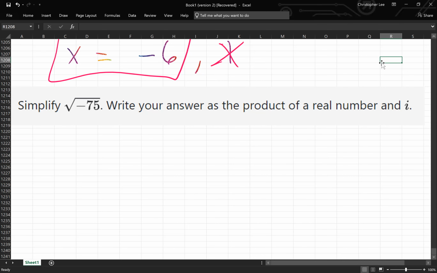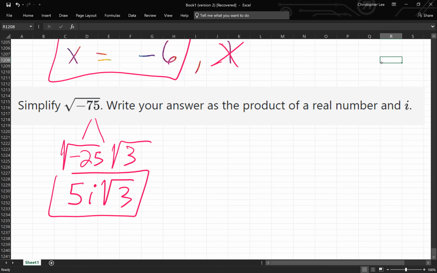This one is mad simple. What is it? Plus i. So what's the answer? Close. What's the perfect square that's here? 25. So this is square root of negative 25 times square root of 3. And the square root of negative 25 is 5i, right? So 5i times square root of 3, and that's my answer. Done. That's it.